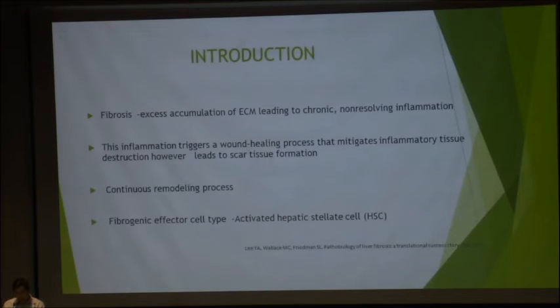Before we get on to the angiogenesis part, a brief introduction on fibrosis, which basically means excessive accumulation of extracellular matrix leading to a chronic non-resolving inflammation. This inflammation triggers a healing process, which however leads to scar tissue formation. There's a continuous remodeling, and the most important part of fibrosis is the hepatic stellate cells.